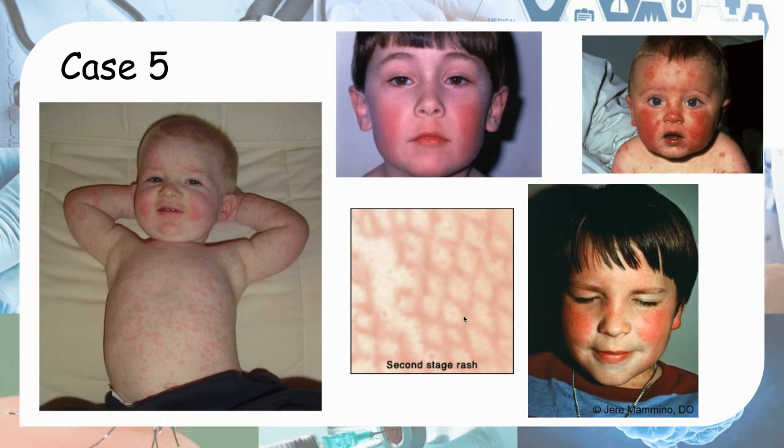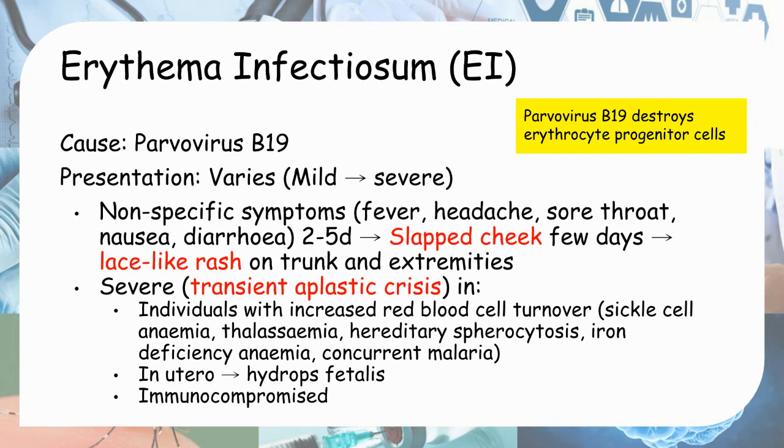So what is this? This is erythema infectiosum, also known as fifth disease, or some people call it slapped cheek disease. It's caused by parvovirus B19.